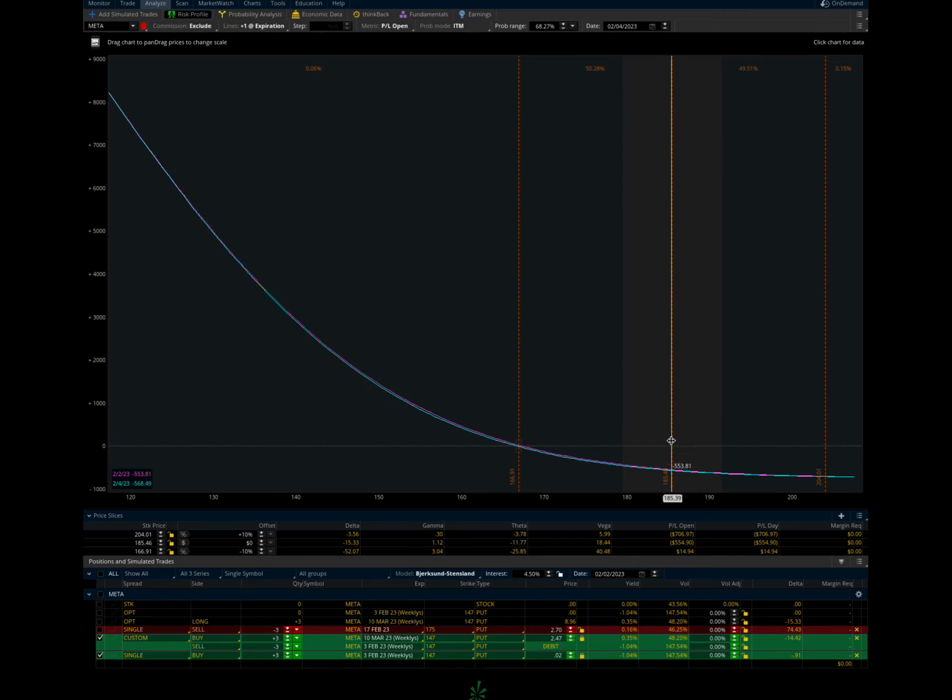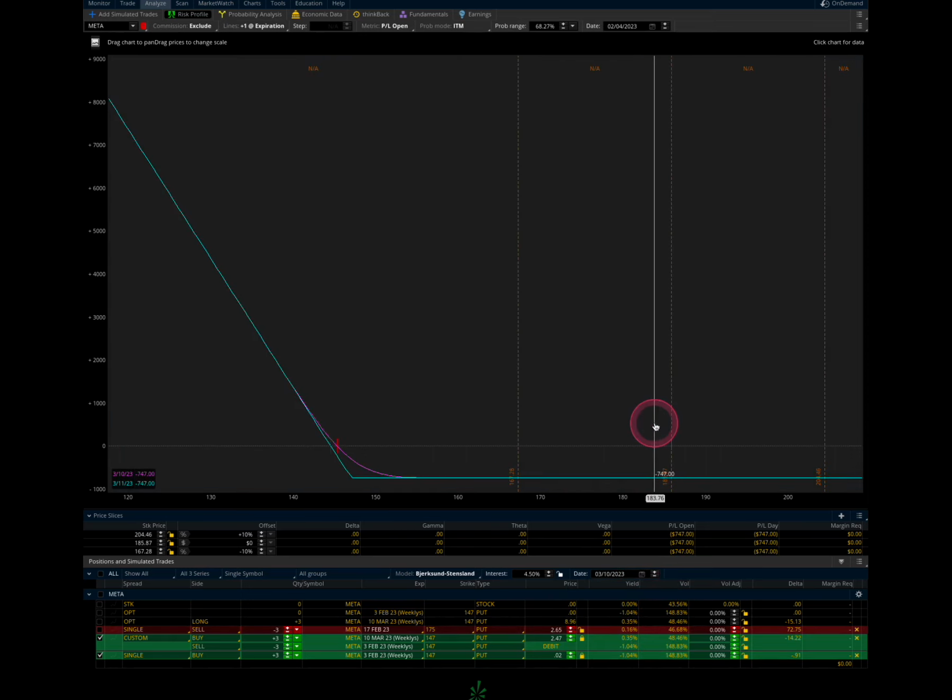However, we can't lose a lot more in this position. If we go out and let's just project this out to that March 10th expiration on this. So let's just go like that. So this is what our P&L diagram looks like.